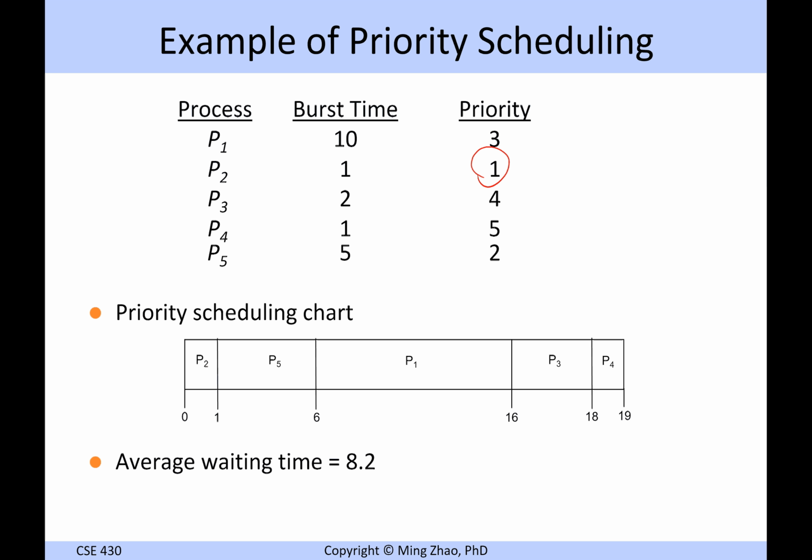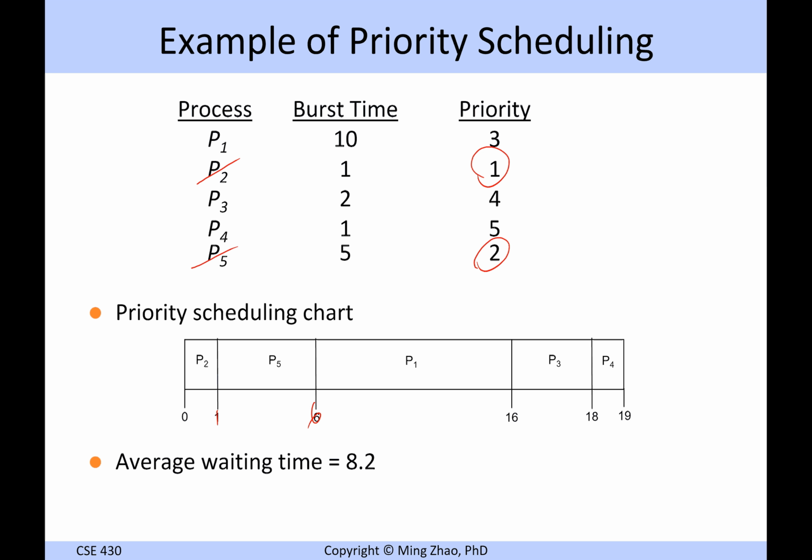So we schedule P2 first because it has the highest priority, as indicated by the lowest priority value. P2 has a CPU burst of 1, so it will finish at time 1. After P2 is done, we look at the remaining 4 processes. P5 has the lowest priority number, which means P5 has the highest priority among the remaining 4 processes. So we schedule P5, and it has a CPU burst of 5, so it finishes at time 6.